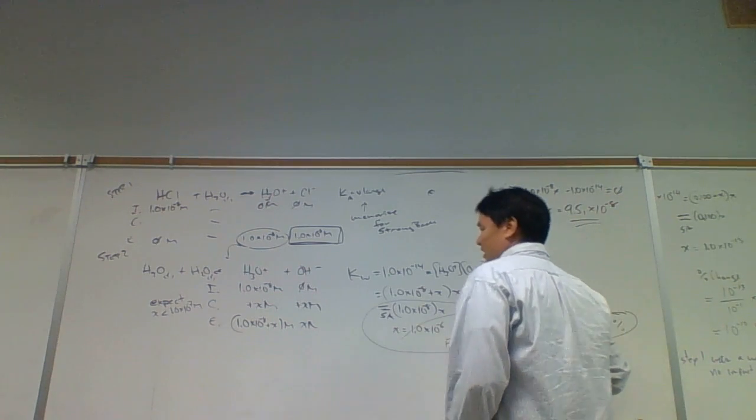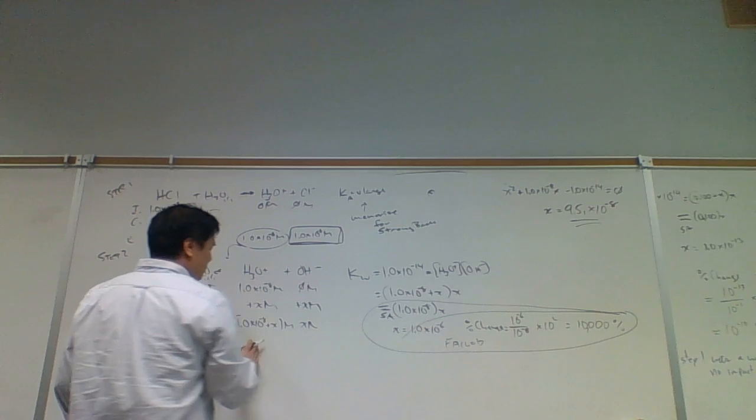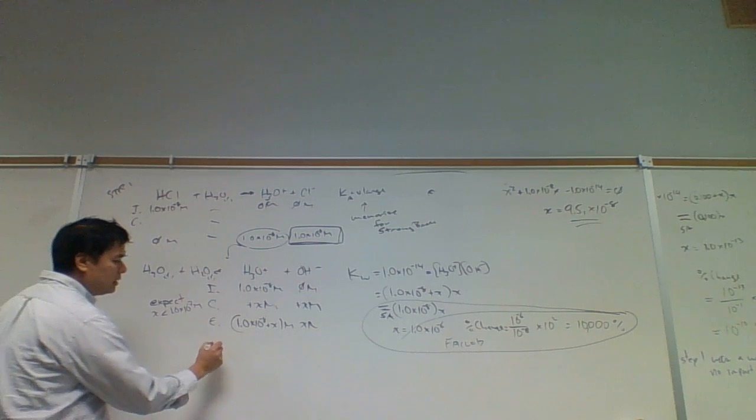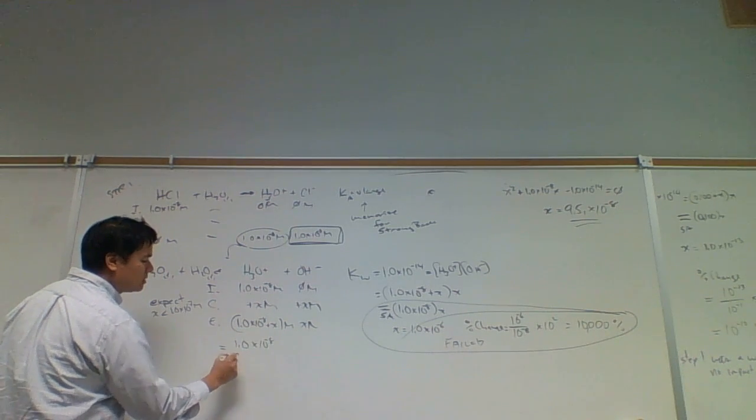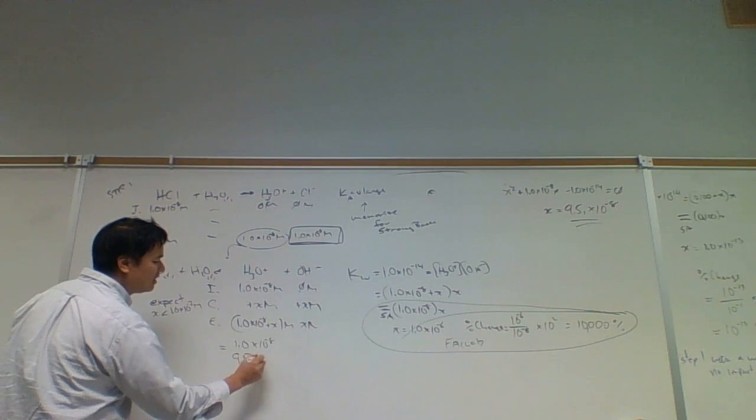You see, we can't go all the way to 10 to the negative 7. It's going to be a lot smaller. And so here we got 1.0 times 10 to the negative 8 plus x, which is 9.51 times 10 to the negative 8.